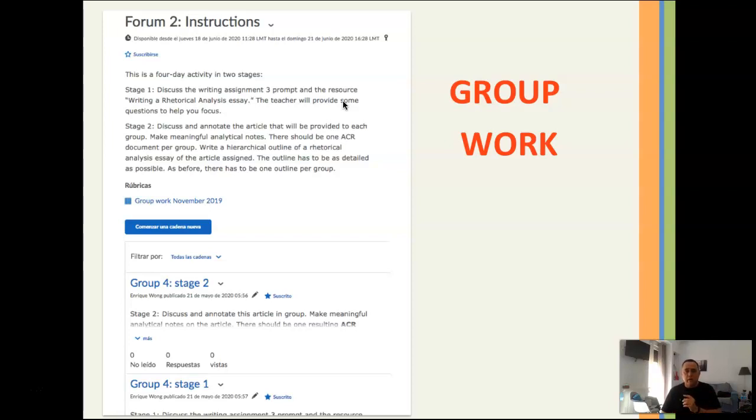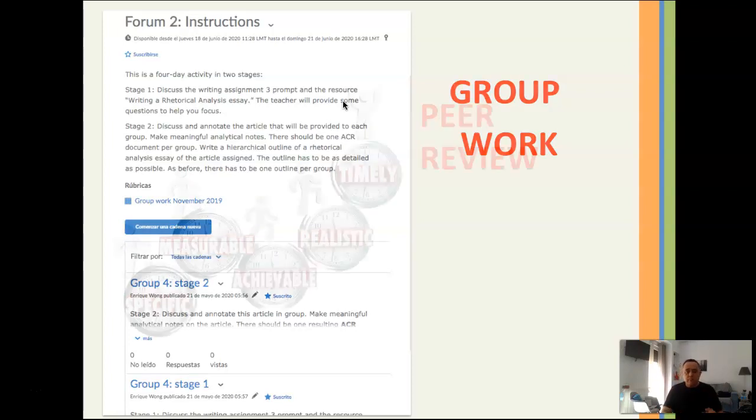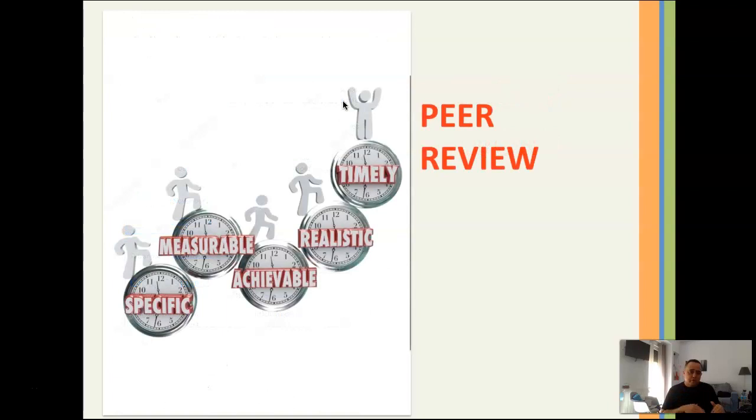The group work is mostly taking place in the second forum and in the third forum, which is when you're working with the rhetorical analysis essay and the argumentative essay. As a result of the group work, you have to choose one member from your group to be your peer reviewer. This means that you're going to be exchanging essays with that member for peer review and peer support.